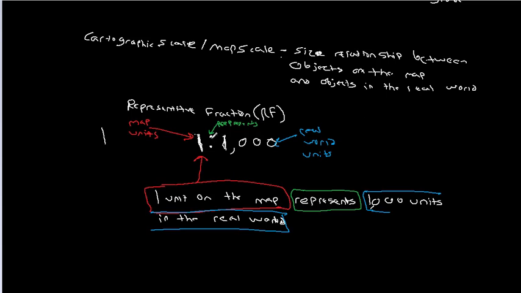So you can think of this as a representative fraction because it's representative, saying what 1 unit represents in real world units. And it's a fraction because you can think of this as a fraction, 1 over 1,000. Okay, so hopefully that makes sense. So again, right, 1 unit on the map represents 1,000 units in the real world.